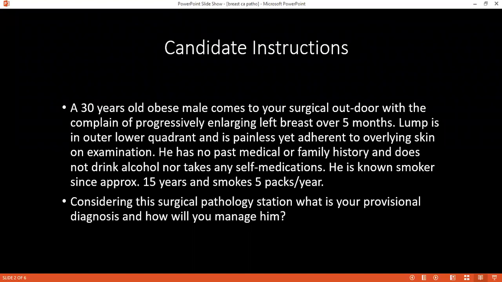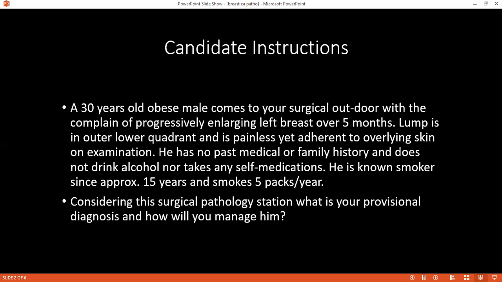Right. If you have read and understood this surgical pathology patient, kindly tell me what is your provisional diagnosis for this patient? My provisional diagnosis for this patient would be left-sided breast carcinoma. Okay. How do you intend to manage this patient? Management of this patient will be by triple assessment.